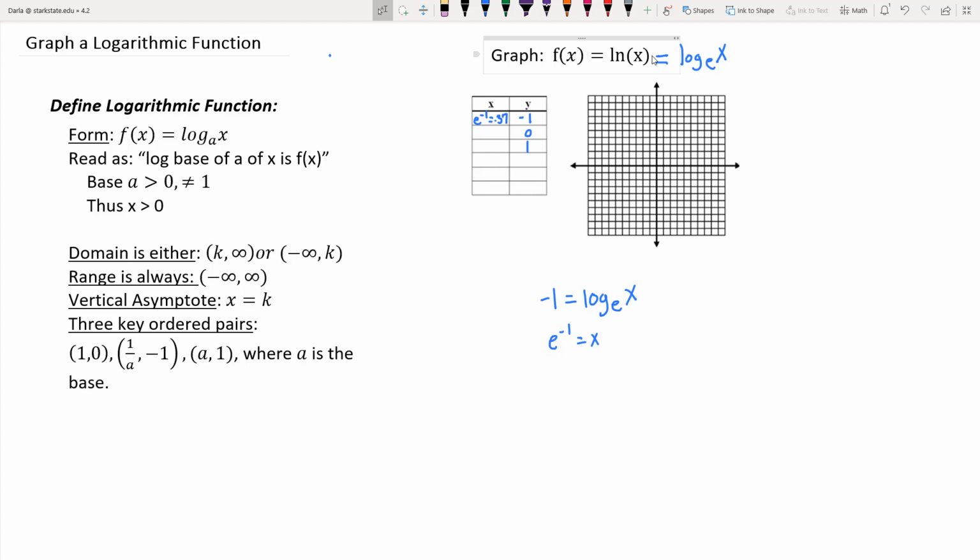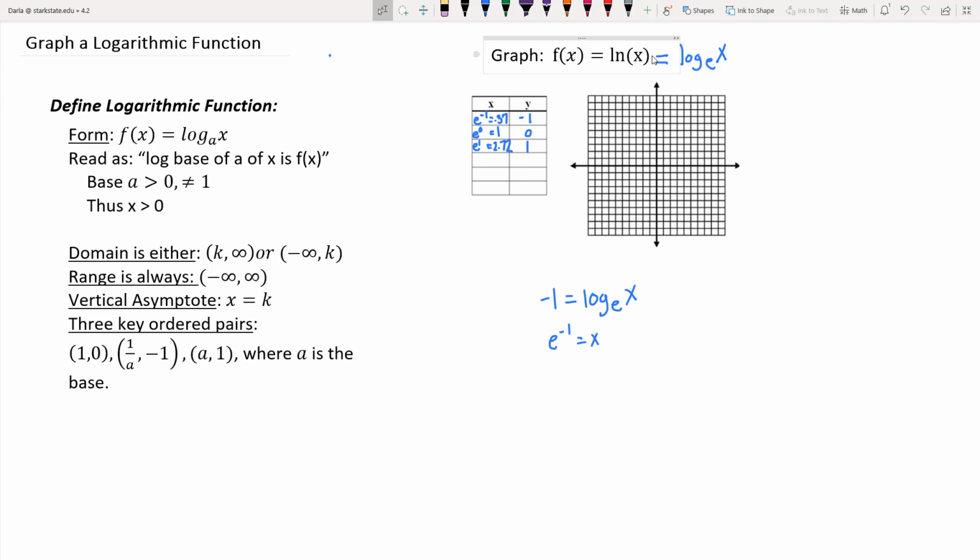And then the same thing, if you want to determine the x that pairs with 0, just take e to the 0, which is 1. And if you want the x that pairs with 1, you take e to the 1, which is just e, which is approximately 2.72. So that's how you would plot the points that you would end up needing to graph.